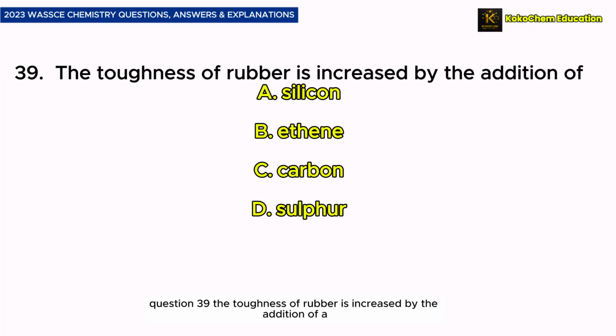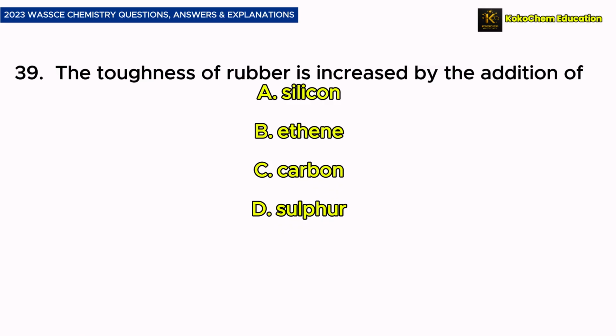Question 39. The toughness of rubber is increased by the addition of A. Silicon, B. Ethane, C. Carbon, D. Sulfur.